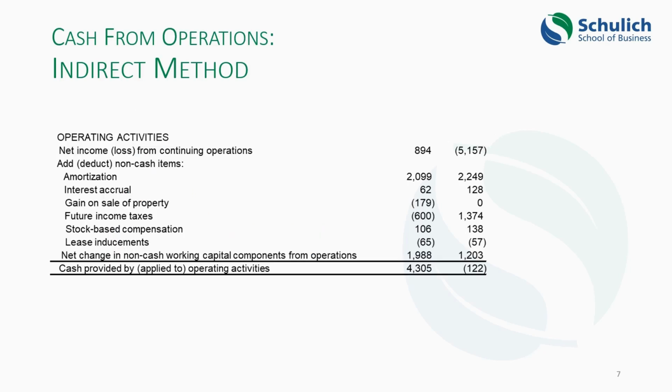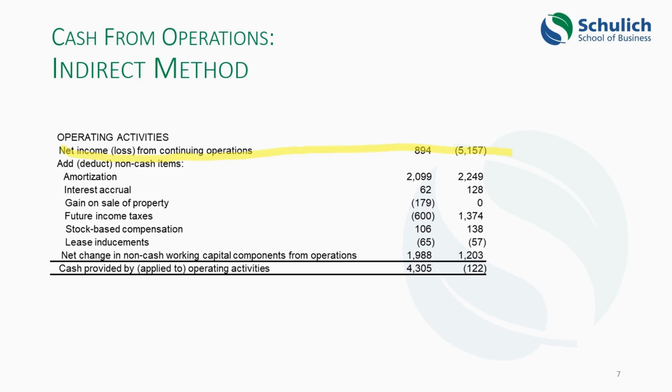Here's an example of the indirect method. It starts with the net income number up here. And you'll see that in the previous year, it was a negative number. They lost money. This year, it's a positive net income. So last year's loss of, I presume this is in thousands, $5,157,000 got turned around this year by a net income, a positive number of $894,000.